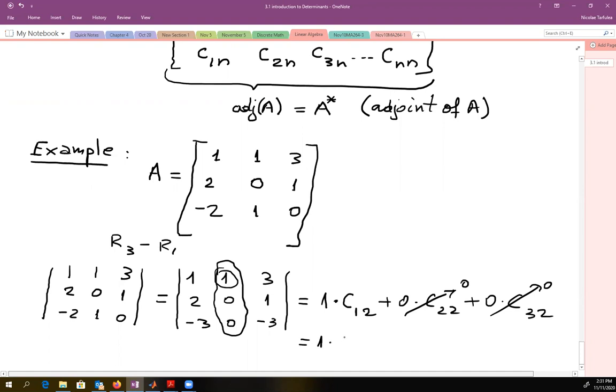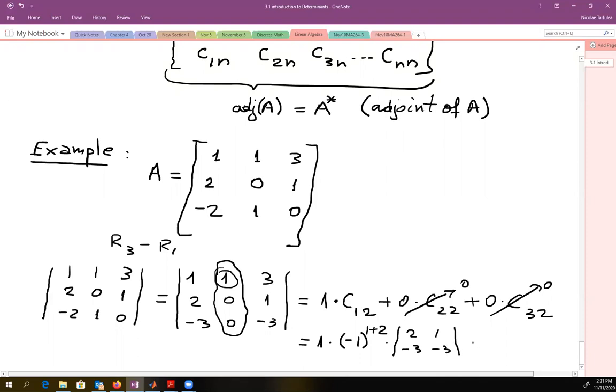It's 1 multiplied by, okay, what's this? C12, it's -1 to the 1 plus 2. And now I have to cross out the first row and the second column. And if I do that, I obtain this, the determinant of A12, right? Remember that notation. This is 2, 1 here, -3, -3.